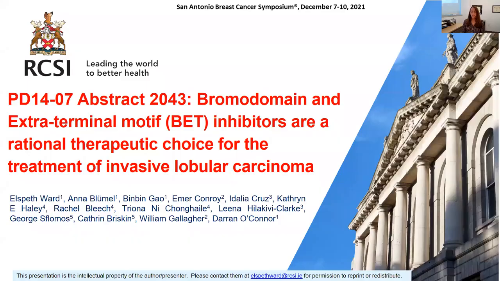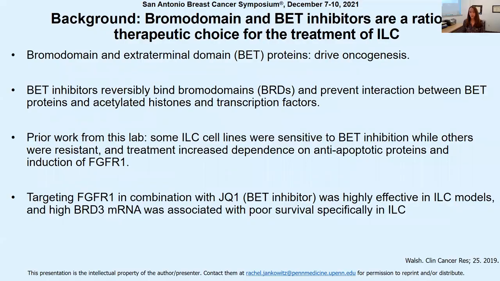The next abstract is 2043. Bromodomain and extraterminal motif BET inhibitors are a rational therapeutic choice for the treatment of invasive lobular carcinoma, presented by Dr. Ward and colleagues. As background, bromodomain and BET proteins are key drivers of oncogenesis in cancers. BET inhibitors prevent interaction between BET proteins and acetylated histones and transcription factors.